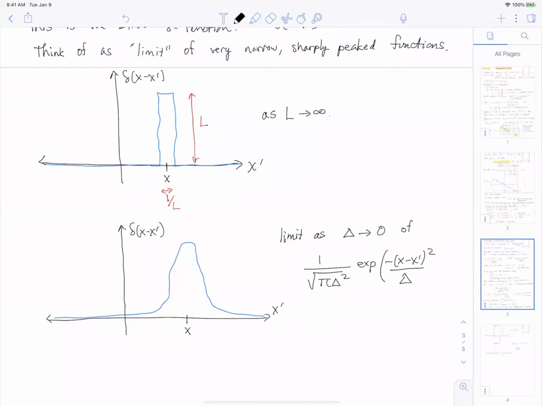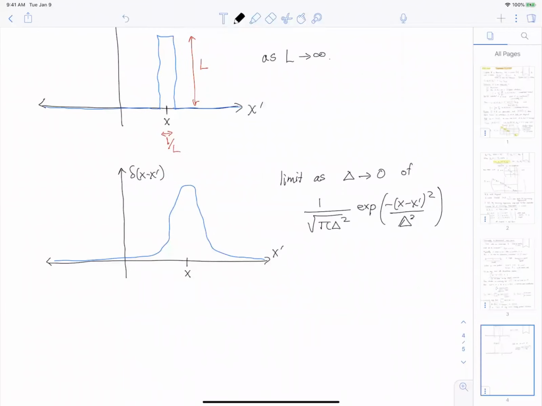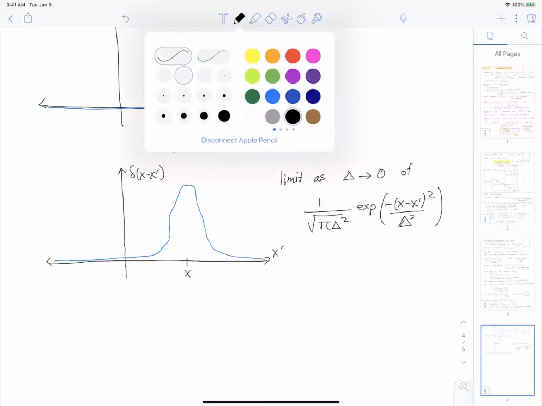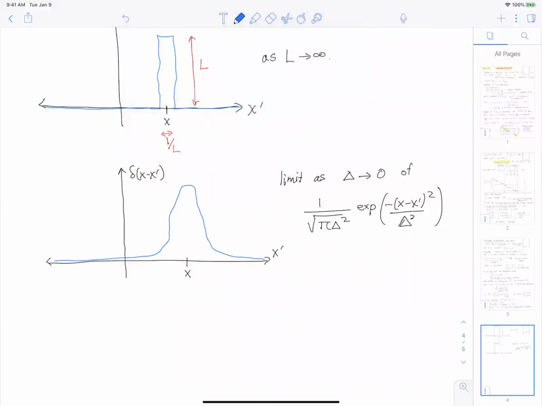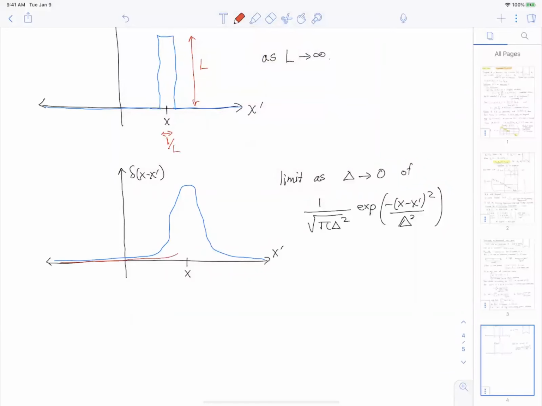There's lots of different ways to write it. I think I may have chosen a different way in the notes. I actually don't remember at the moment. But if you integrate this Gaussian function, you get 1, no matter what delta is. The smaller you take delta, the sharper and sharper peaked it gets. So that would be one value of delta. Another one might look like this, super sharply peaked about that point.